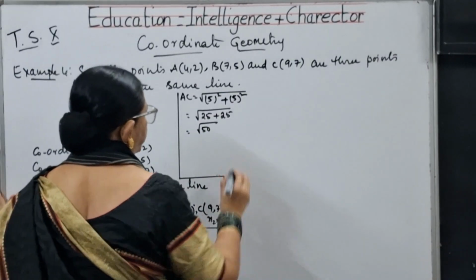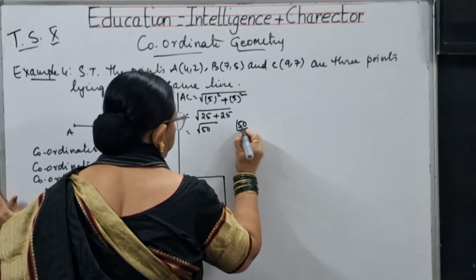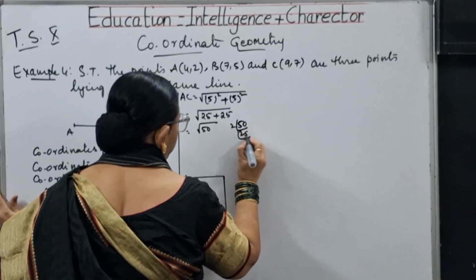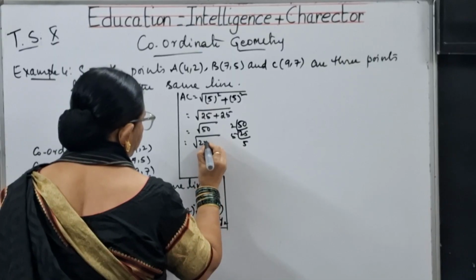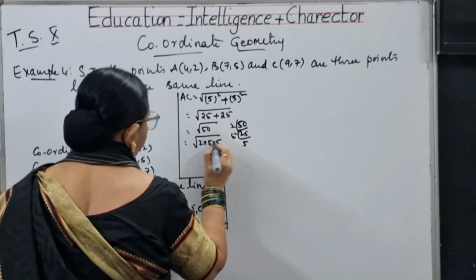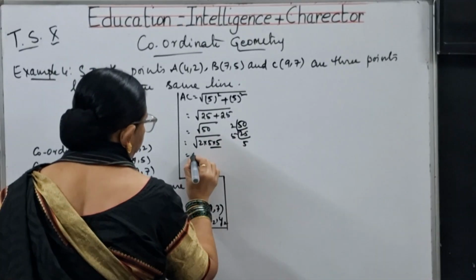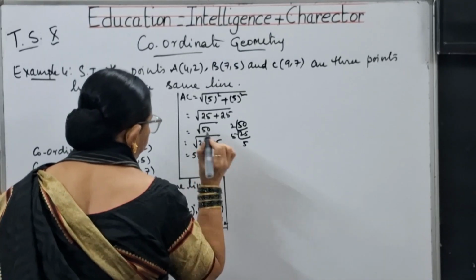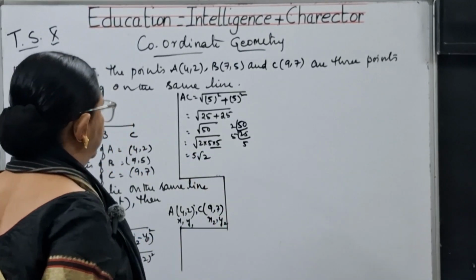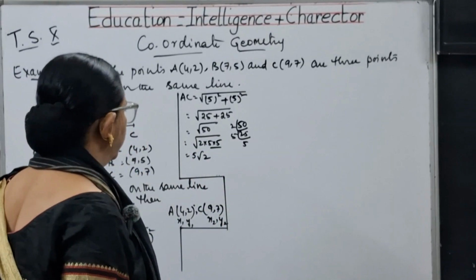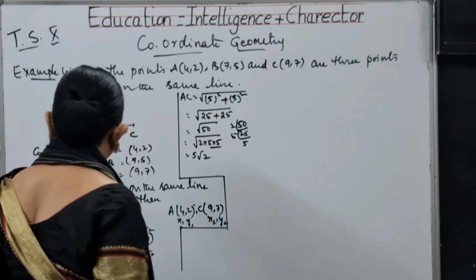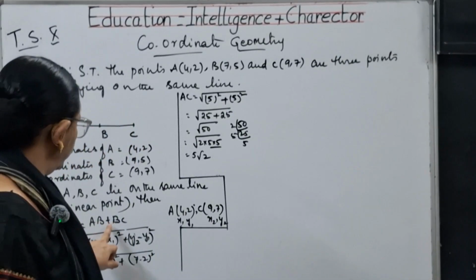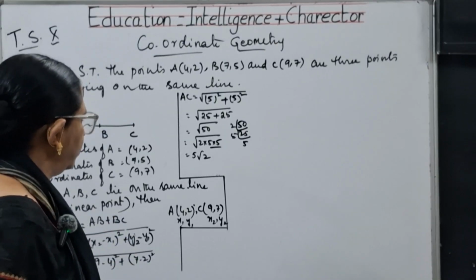So root 50 means, how will you do, children? 50 means 2 into 25, and 25 is 5 5s. So you will be writing it as root of 2 into 5 into 5. Instead of two 5s, one 5 comes out. 5 root 2 is the AC value. Now let us go for the next one. AC we have found out. Now AB and BC you have to do.